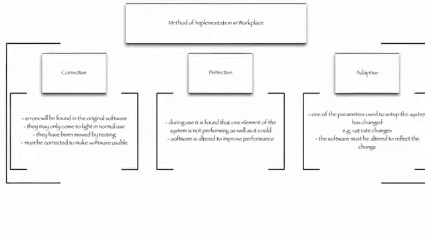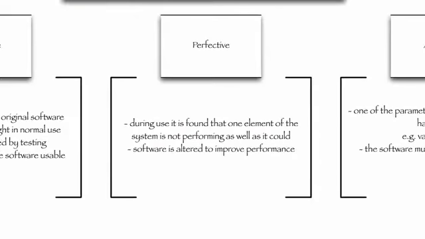Alright, we'll then go back to perfective, which is the P of CAP. So perfective, during use it is found that one element of the system is not performing as well as it could. The software is altered to improve performance. So we're perfecting the system, perfective.